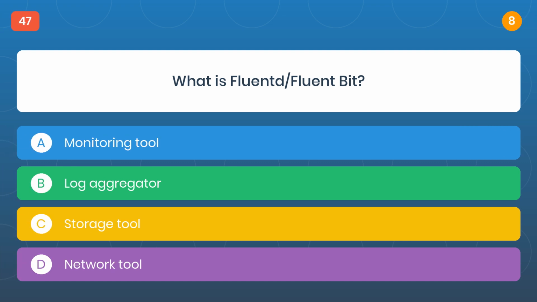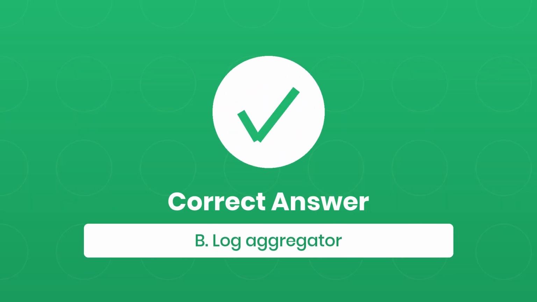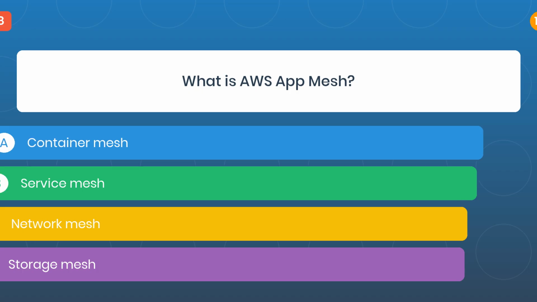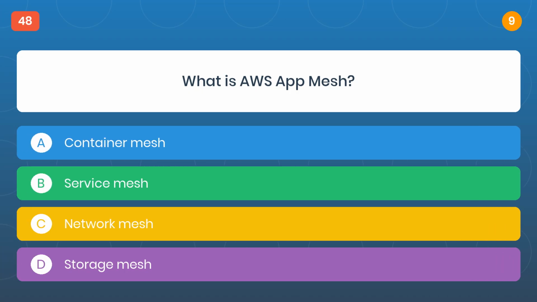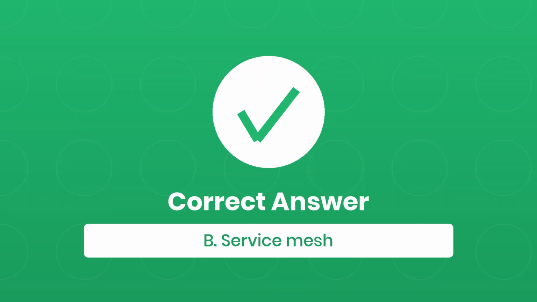Question 47. What is Fluentd/FluentBit? The correct answer is B, Log Aggregator. Question 48. What is AWS App Mesh? The correct answer is B, Service Mesh.